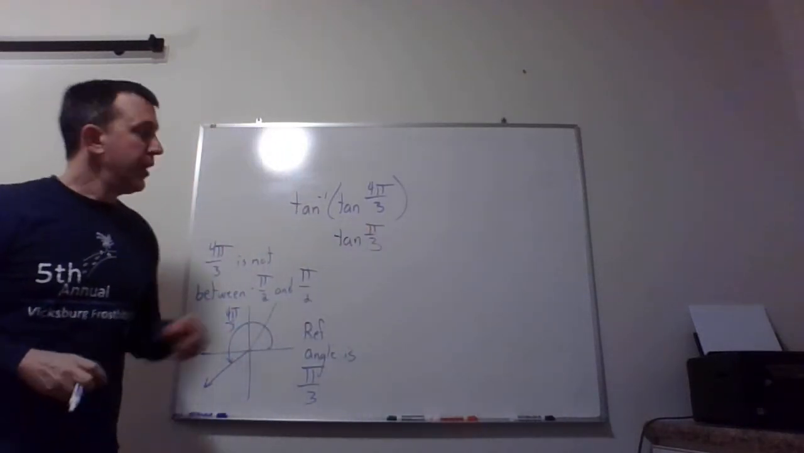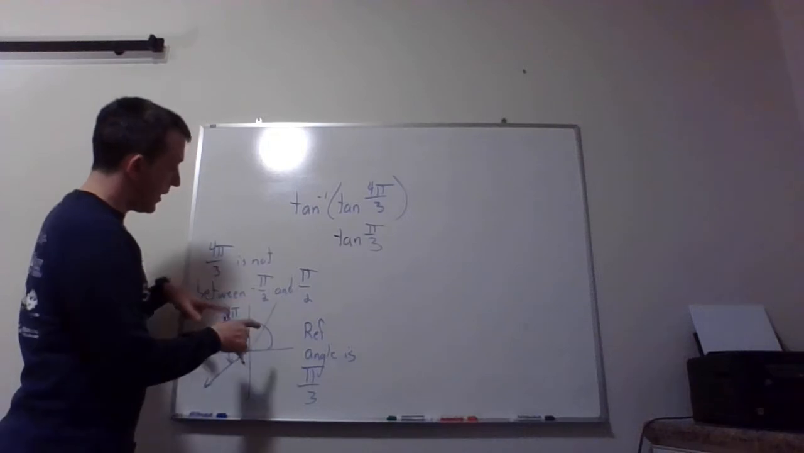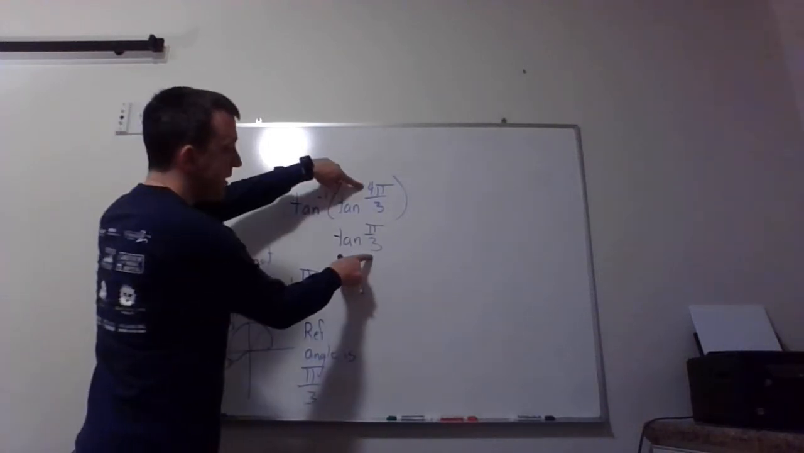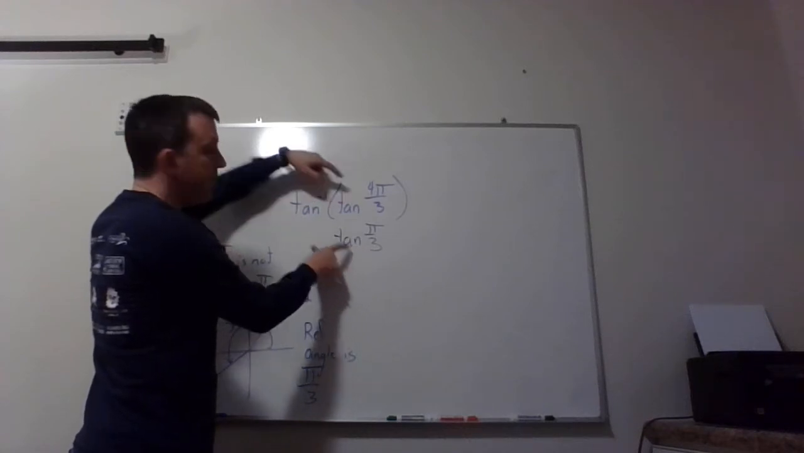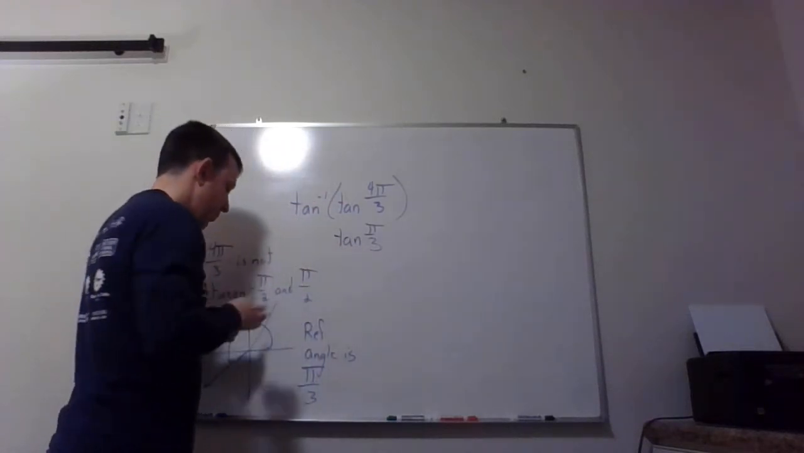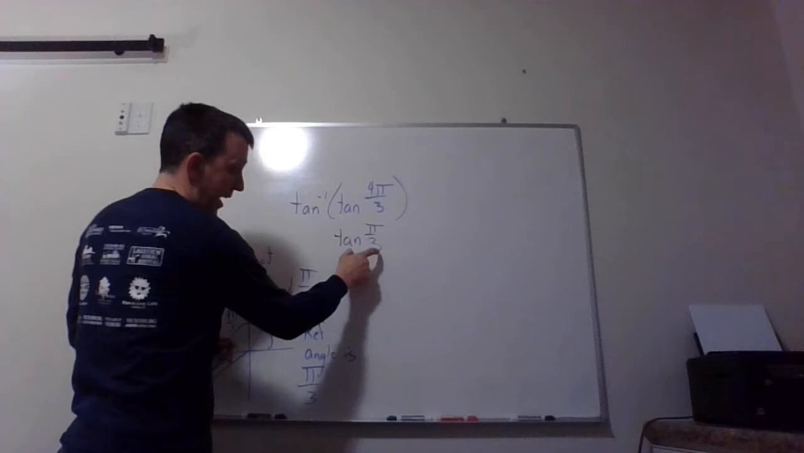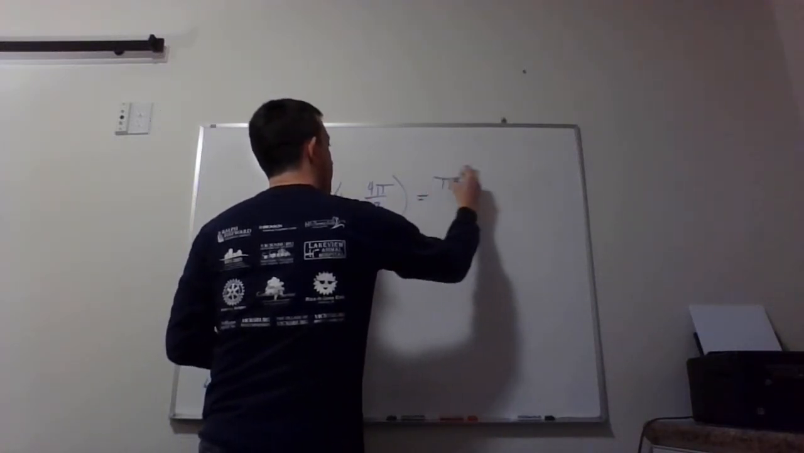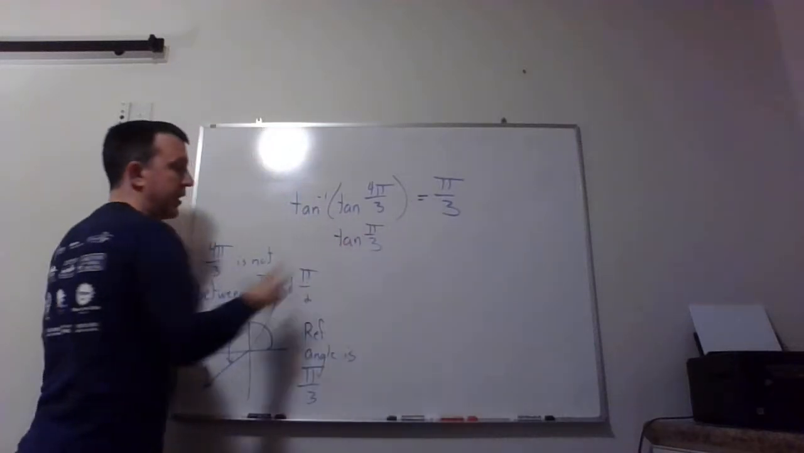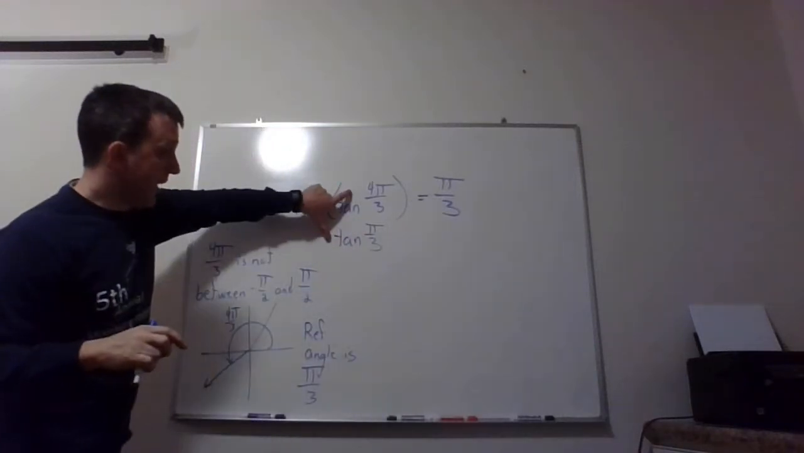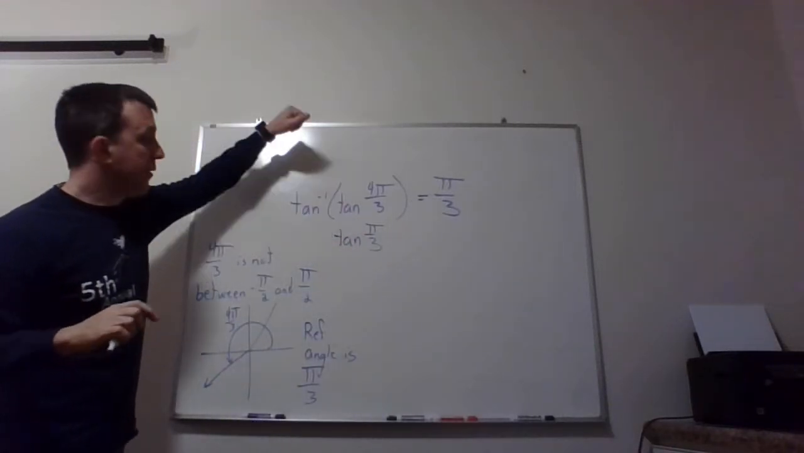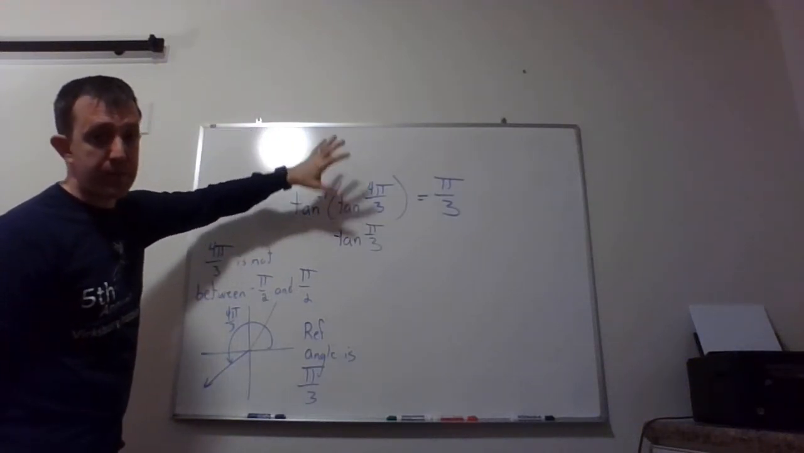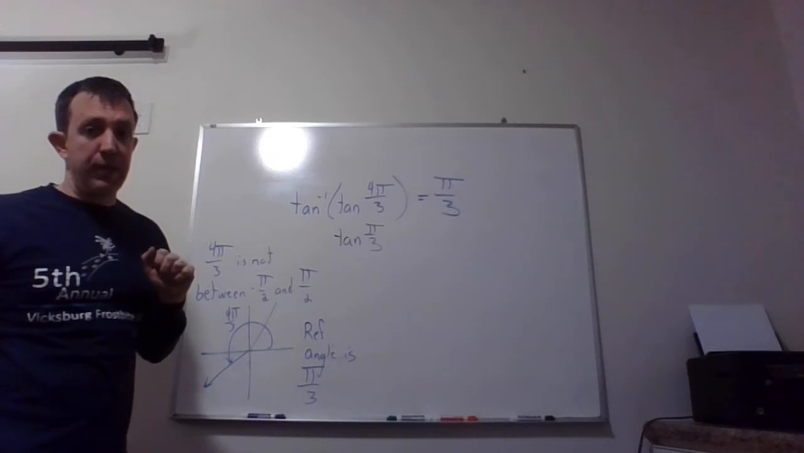Why is that important? Because π/3 is in between -π/2 and +π/2. And since these give us the same value, the inverse tangent would then spit back out the same thing for both of them. It's going to spit out positive π/3 because these are identical. Now, in this case, this worked because the tangent of 4π/3 is positive, and so is the tangent of π/3.